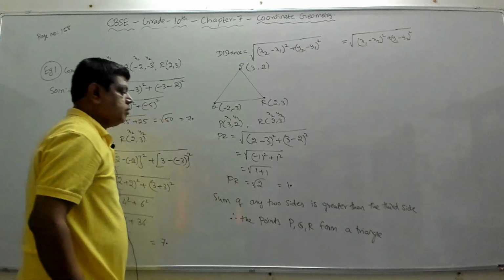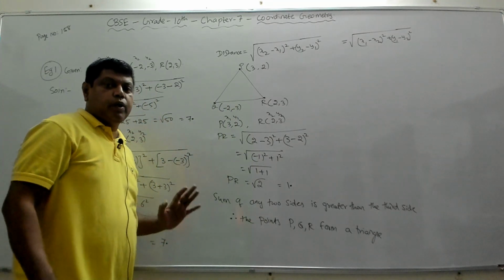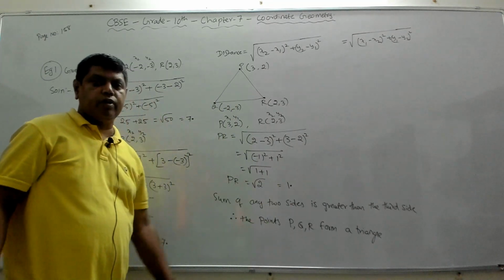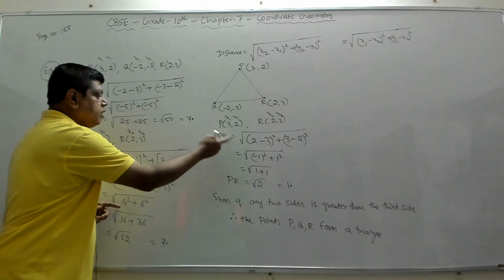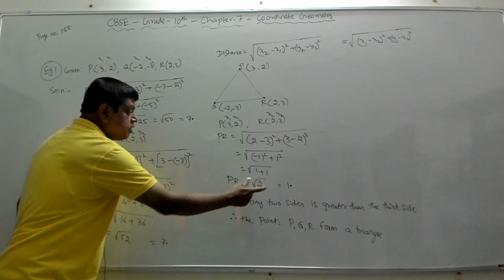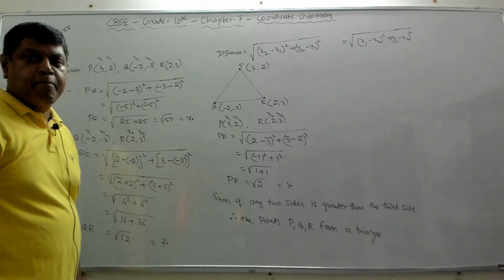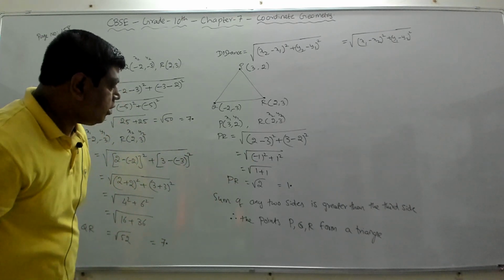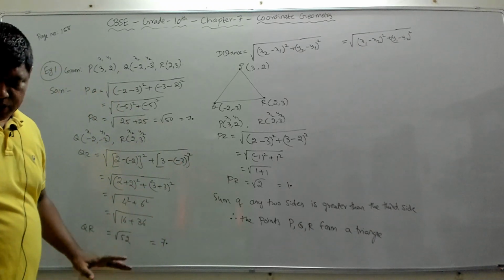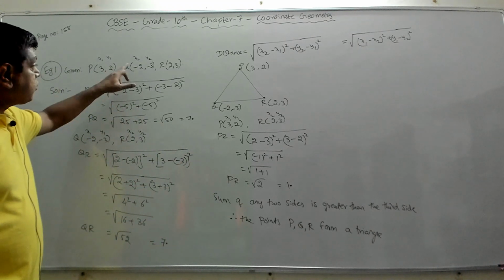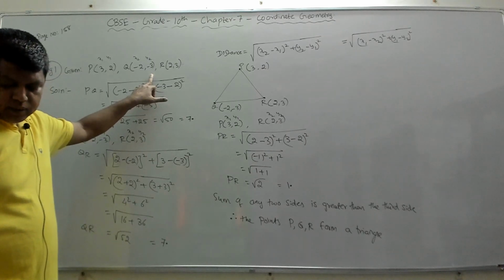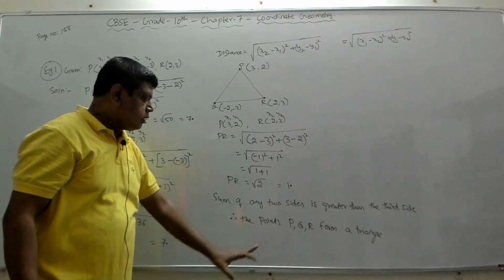They form a triangle because they satisfy the triangle inequality. Sum of any two sides is greater than the third side. Any two sides means if I add any two sides, that should be greater than the third side. If I add this and this, it should be greater than this. If I add this and this, it should be greater than this. Fine. So the first part is, do these points form a triangle? We have said yes, they form a triangle.